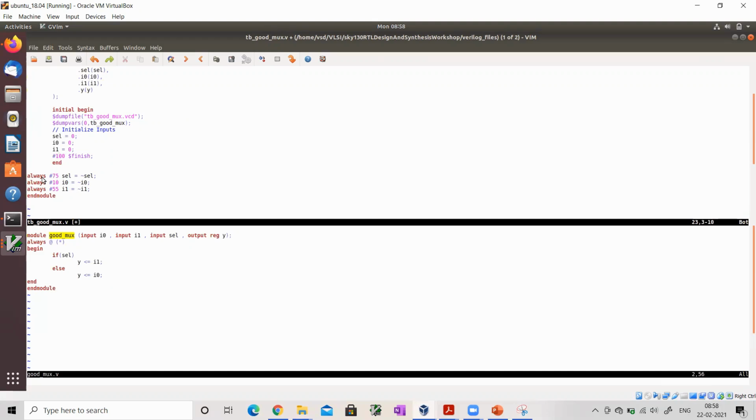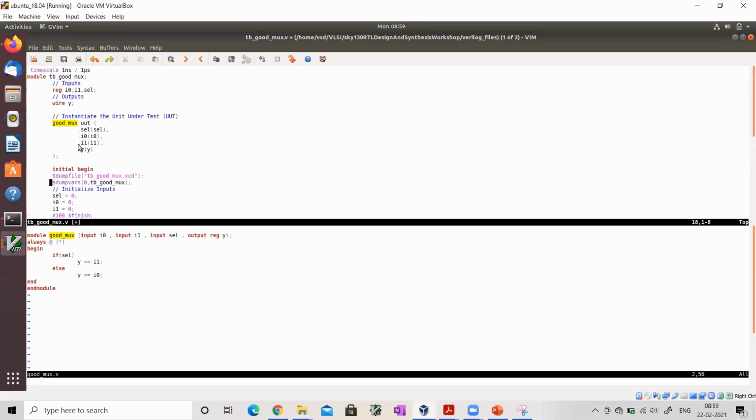Okay. And here I need to apply my input. So what I'm doing is, every 75 nanoseconds, I'm making select equal to not of select. That means what? My select is 0. So select is not of select means what? It's going to toggle my select every 75 nanoseconds. I am toggling my input I0 and my input I1 also after certain time durations. So this piece of code forms my stimulus generator.